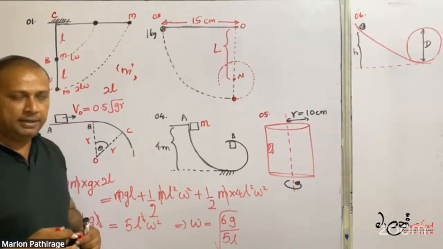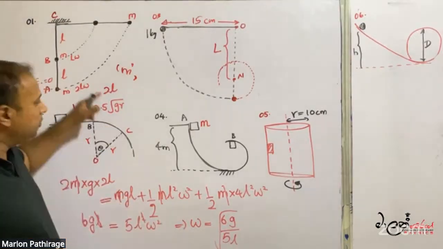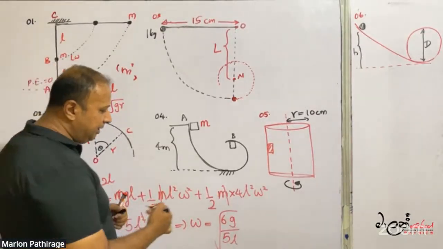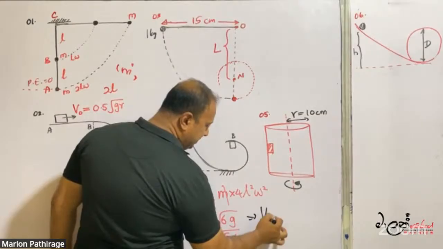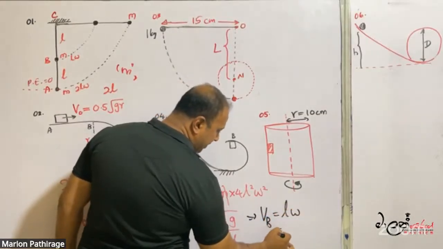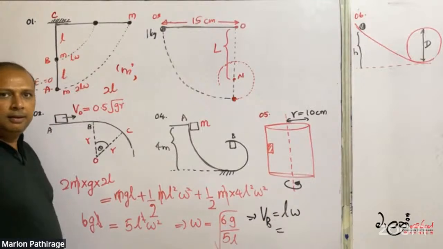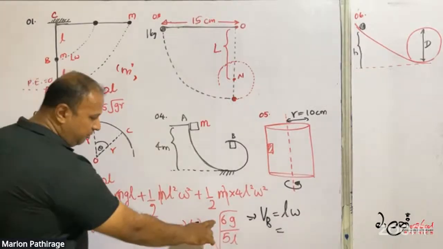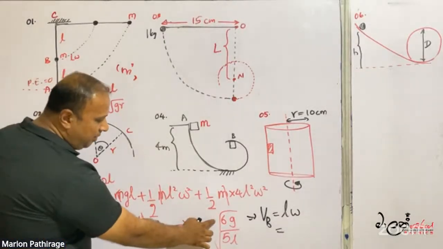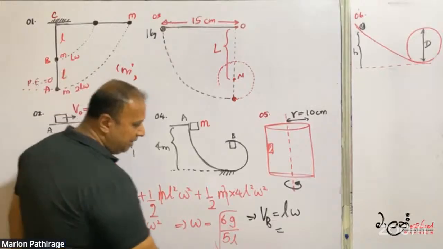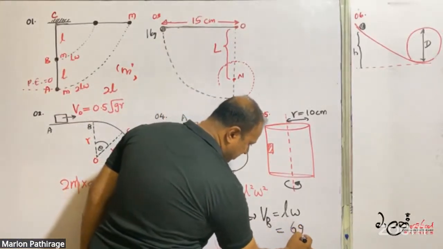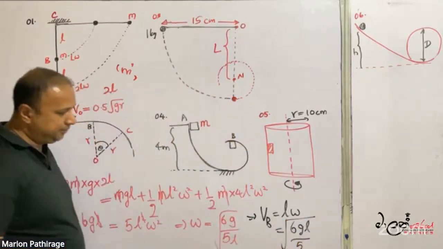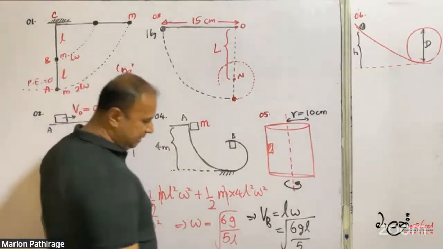This is omega. If you know omega, then you can determine the velocity of B. Velocity of B is equal to L omega. Therefore, you have to multiply this value by L. If you multiply this value by L, L to L will be cancelled out. Therefore, the answer is the square root of 6GL over 5, is correct.